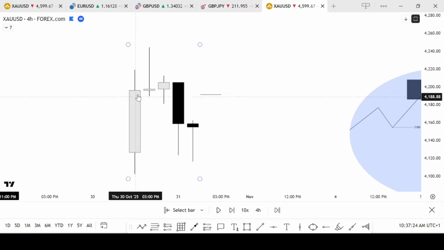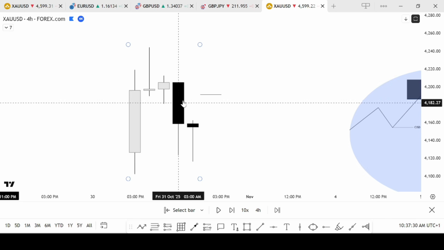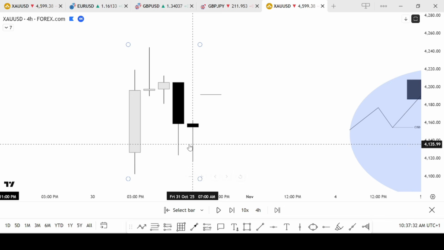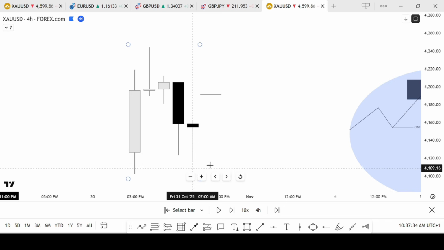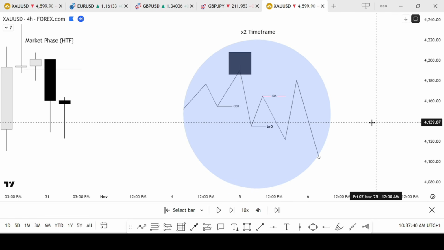Look at this scenario. We have 1, 2, 3, 4, and the next phase is this particular phase. As you can see, expanded, and what happened? It retraced or consolidated, as it were. So this is the 2x time frame. The 2x time frame is the time frame where we see our breakout, and this is the time frame we want to pick our key levels from.